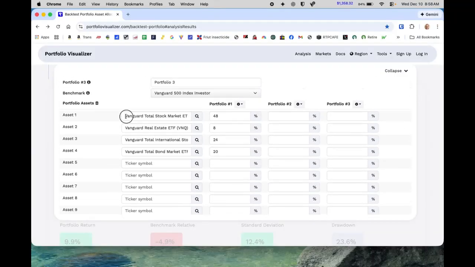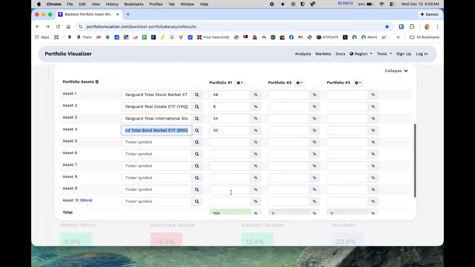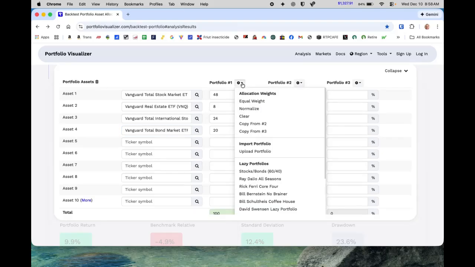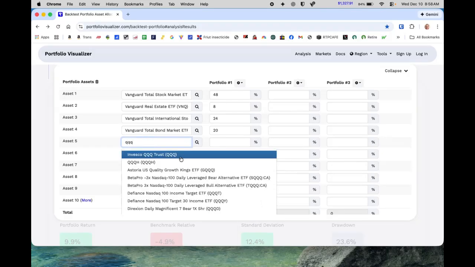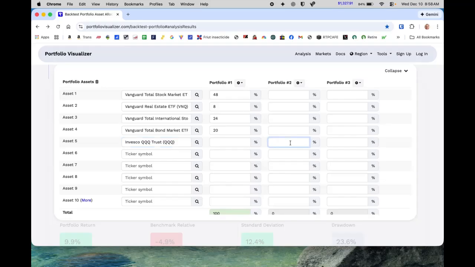I just pulled a sample portfolio off the internet, and these are the ticker symbols. And I just threw in some percentages. Everything has to add up to 100%. So you can do 3 portfolios, and you can do percentage. And there's a lot of information that you can tweak as you learn how to use the program. But let's say that our next one, portfolio 2, is going to be QQQ. It has to be 100%.